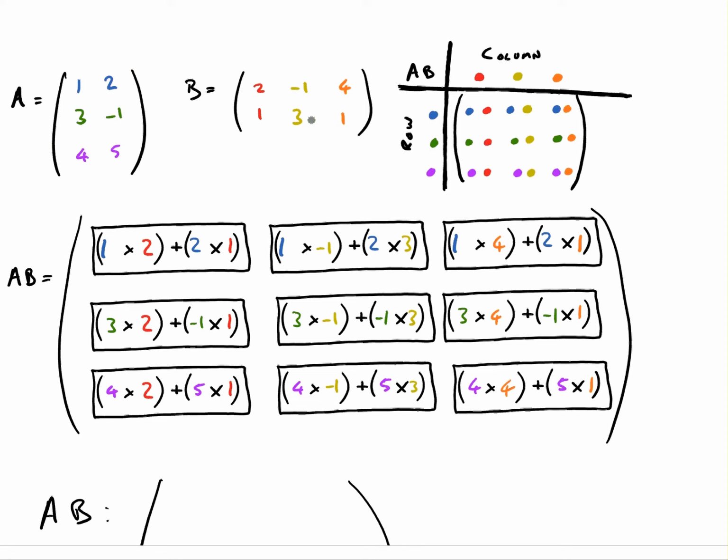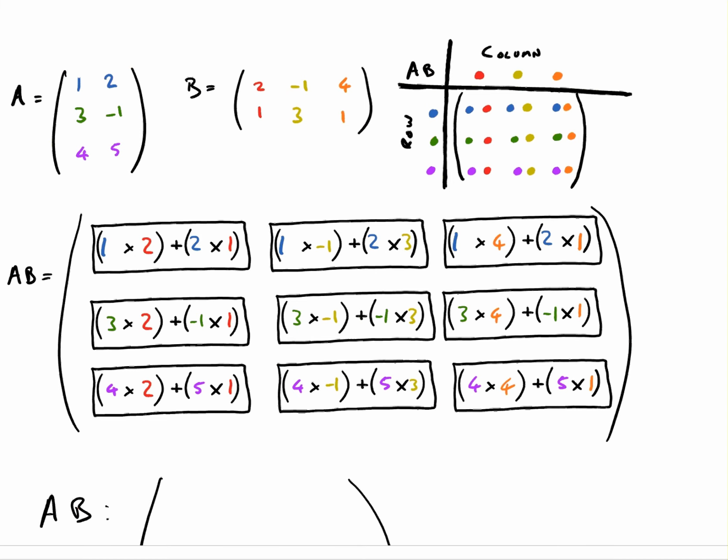Okay, and then here we got the first row, third column. So we got first row of A, which is the 1 and 2, and then we got the third column of B, which is 4 and 1. So we got 1 multiplied by 4 plus 2 multiplied by 1. Okay, and then let's move on. So we got down here, we got second row multiplied by first column. So second row of A multiplied by first column of B.